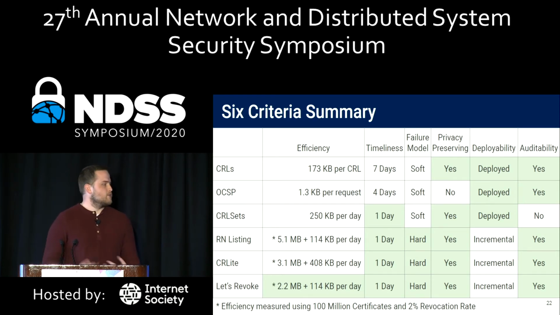The rest of the 6 criteria, for brevity, we've summarized here. Desirable qualities for each of the traits we've highlighted in green. And if you look at the bottom column, you can see that Let's Revoke has the greatest efficiency. It meets the timeliness requirements. It promotes a hard failure model. It's privacy preserving, and it's auditable. The only thing that it is missing that we would wish it were is that it's not currently deployed today.